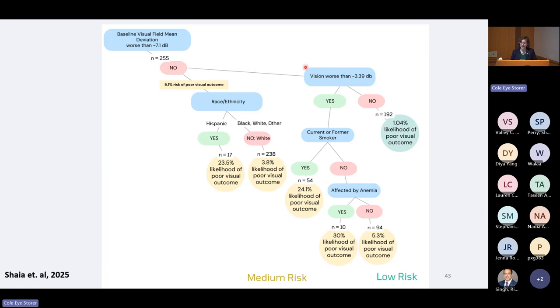And then if a patient had, let's say, a visual field mean deviation of -3 to -7 in between that range, and they identified as a current or former smoker, there was a 24% increased likelihood of having a poor visual outcome. Now, if they weren't a smoker and they were affected by anemia, this keeps coming up, then there was a 30% increased likelihood of having a poor outcome. Now, our low group here is patients who had a baseline vision of better than -3. Only about 1% had a likelihood of having a poor outcome.